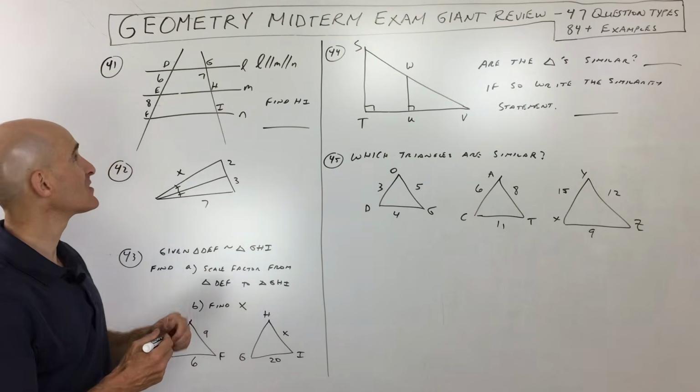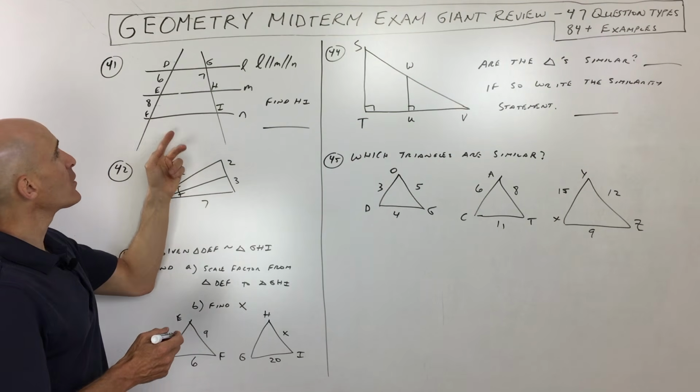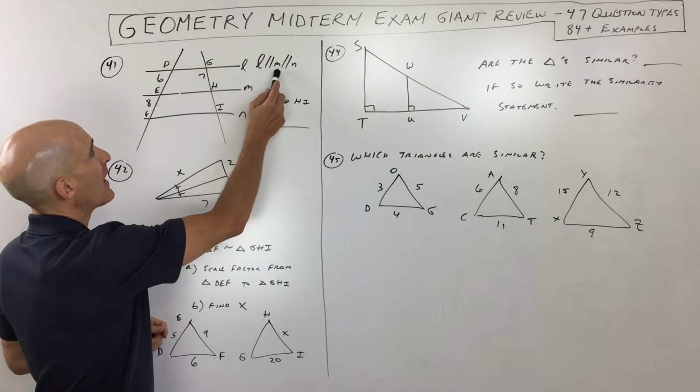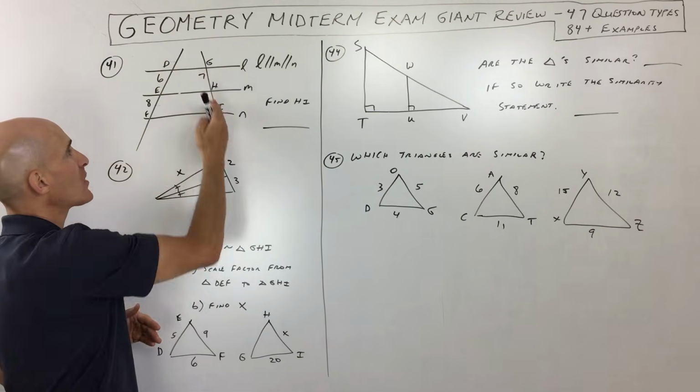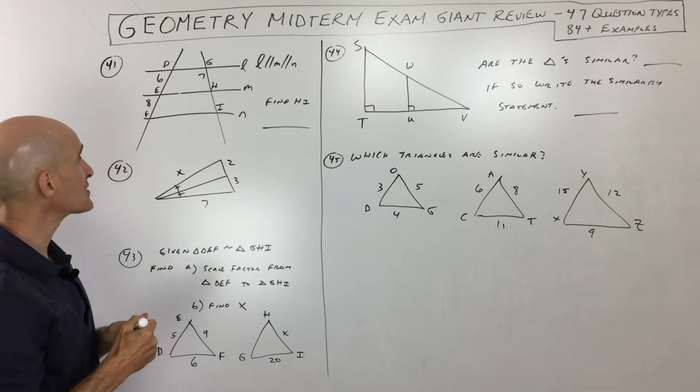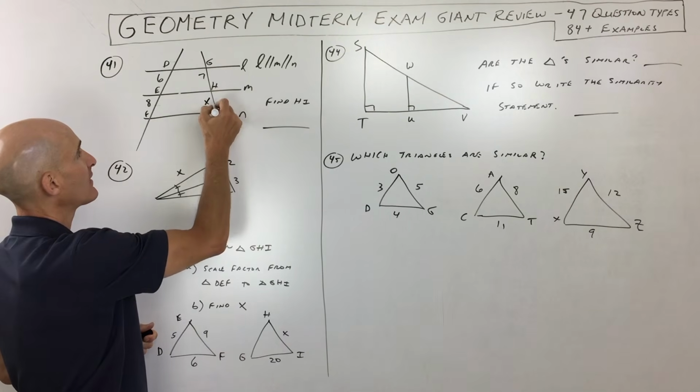Otherwise, let's keep going with this video here. Number 41, what they're telling us is that lines L, M, and N are all parallel. So all 3 of these lines are parallel, and they're cut by 2 transversals like that. It says find the length of HI, so I'll just call that length x.